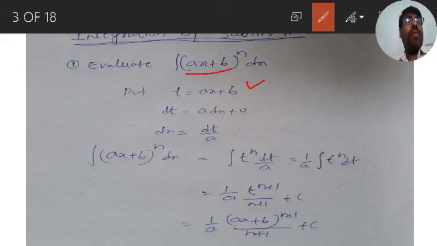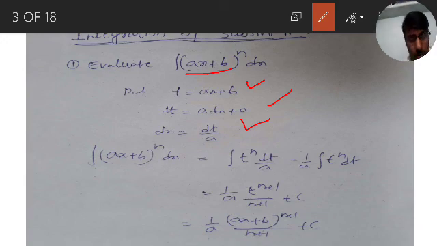Now differentiate. Derivative of t is dt, equal to a into the derivative of x, dx. What is b? b is a constant. Constant derivative is 0. So dt is equal to a into dx. So dx is equal to dt by a. We got dx is equal to dt by a.